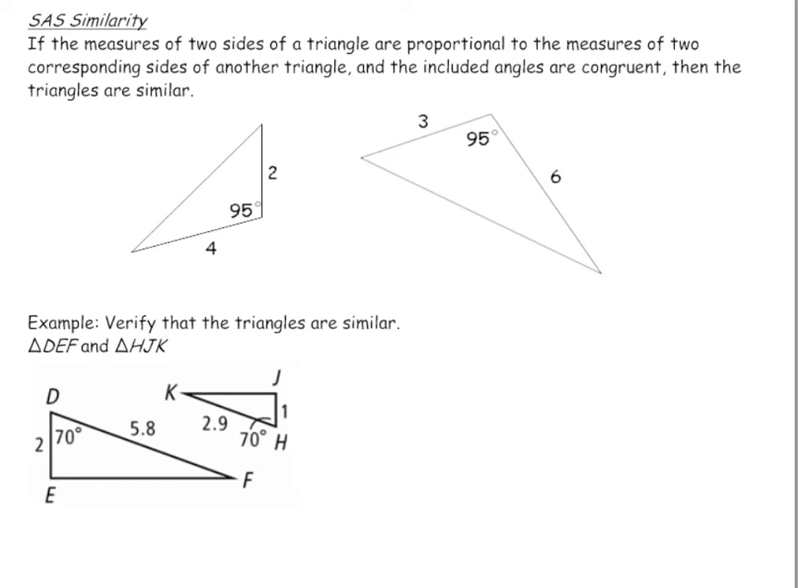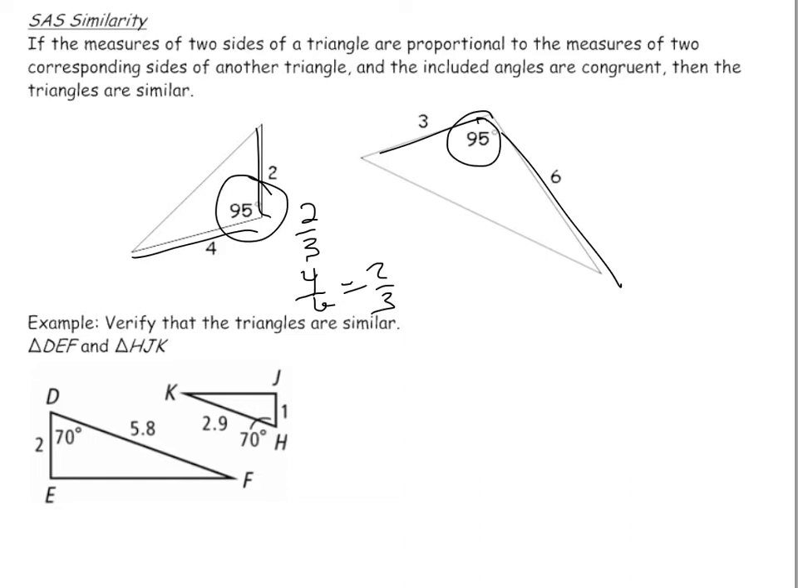All right, this last one talks about side angle side, okay? So it says if two sides are proportional to two sides, and then the included angle, meaning the angle in between those two sides, has to be congruent. So proportional sides, congruent angle, then that's side angle side similarity. Okay, so if you take a look, we have 2 to 3 and 4 to 6, which is also 2 to 3, leaving our sides proportional and the angles are congruent. So these two triangles are similar by side angle side.